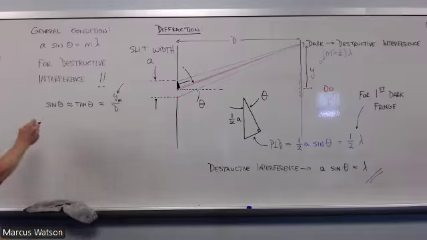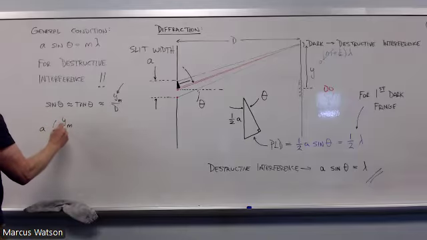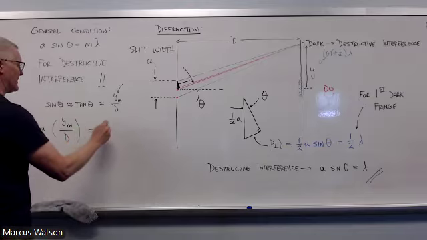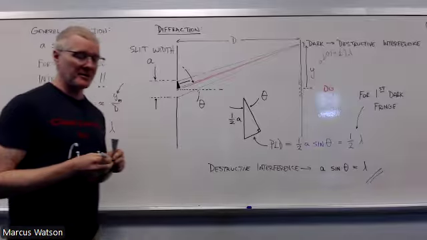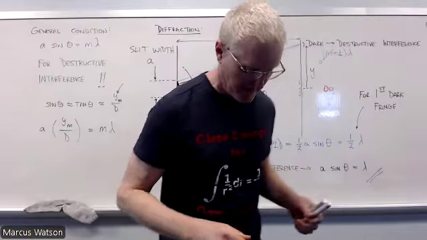Therefore, we can say that on the whole, A times y sub m divided by capital D is equal to m lambda. And that would be your destructive condition using the small angle approximation. Okay.